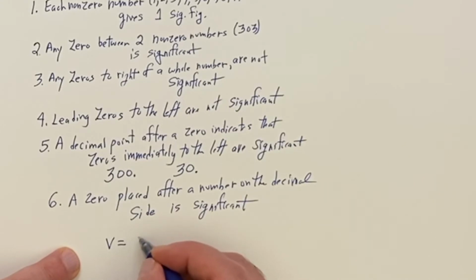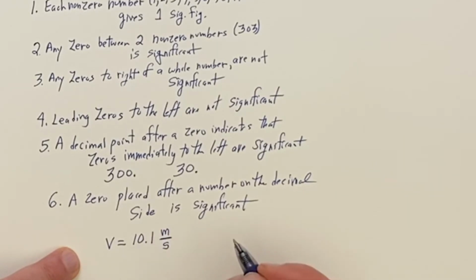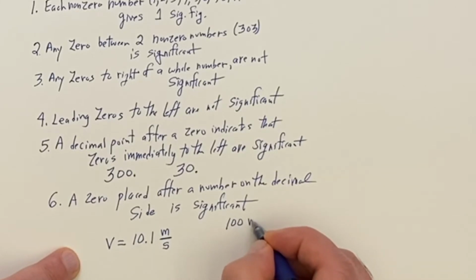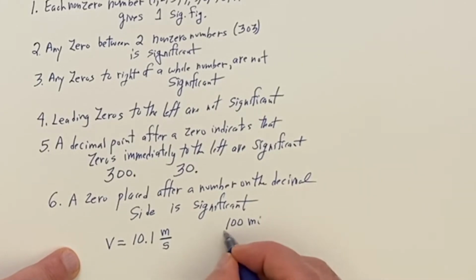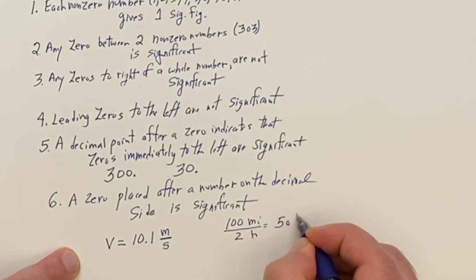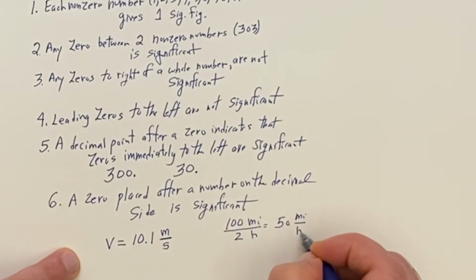But for now, let's not worry about that. So you have here 10.1 meters per second. Now, whenever you say per, you can have a division there, like per second. Like if you went, for example, 100 miles in 2 hours, then if I divide by the 2, I get 50 miles per hour, and that's how you would write that.